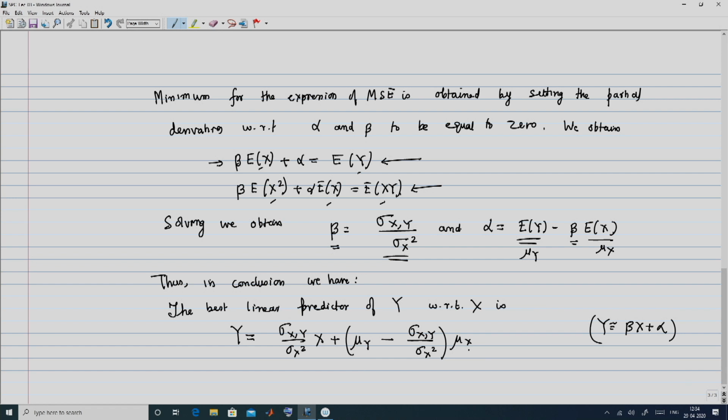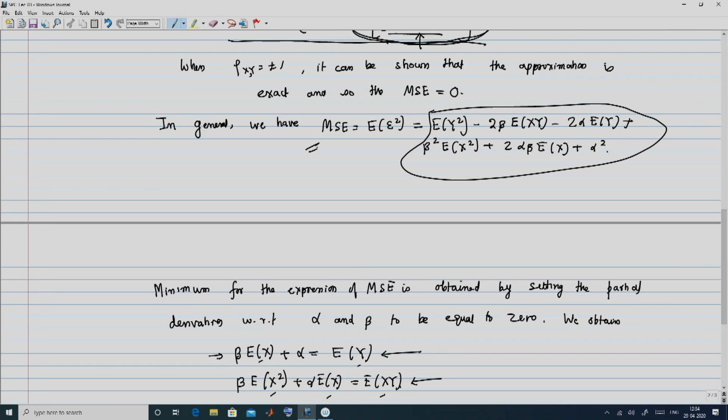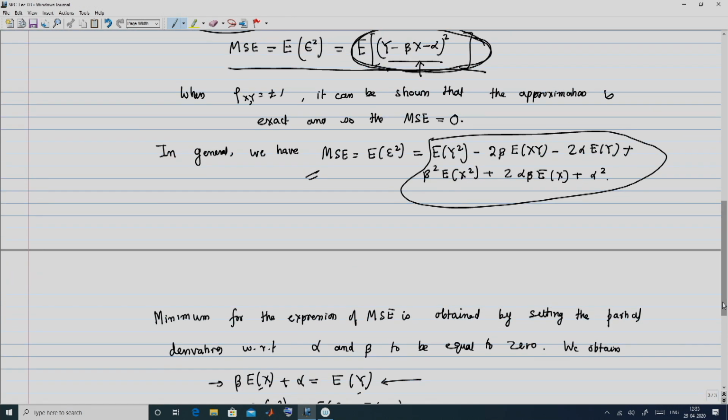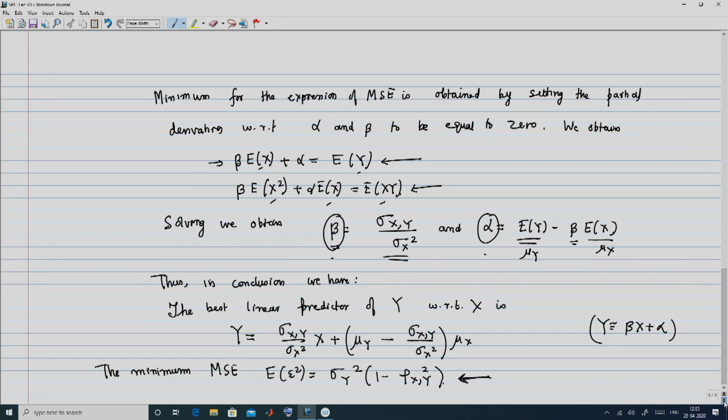So if I use these particular values of alpha and beta and substitute them in our mean square error, we get the minimum mean square error for this particular alpha and beta. The minimum mean square error is E of epsilon square. After some calculation, this turns out to be sigma y square times (1 minus rho xy square). So here you see, it brings us back to the original statement. This can be reconciled with our previous statement that when rho xy equals 1, the MSE is going to be equal to 0. So this is consistent with the observation that we have here.